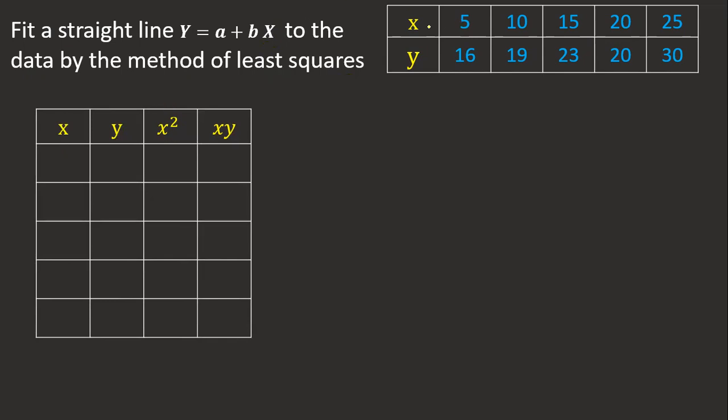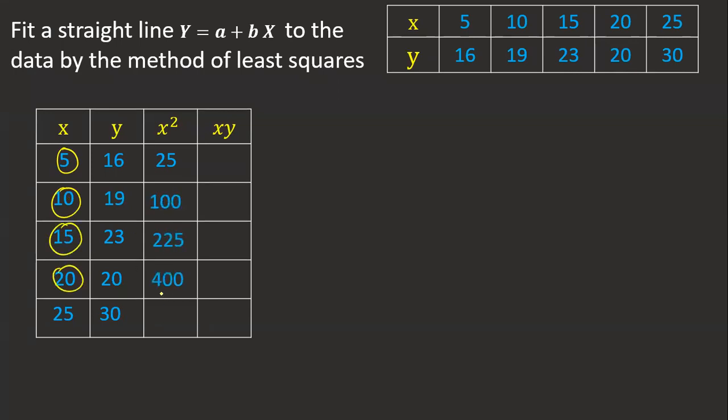Then I'm going to fill up the values given here. Then x square: 5 square, I'm going to write as 25 here. 10 square is 100. 15 square is 225. 20 square is 400. 25 square is 625.